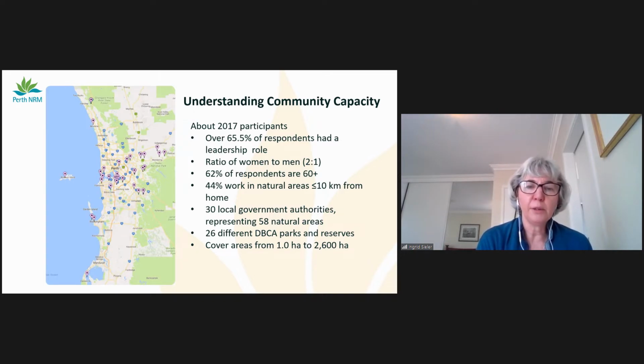We had a really good representation from across our local government areas, with 30 of the 32 LGAs represented, and there were 58 different natural areas that groups reported on. We had a number of people who work in partnership with the Department of Biodiversity, Conservation and Attractions in our parks and reserves, and together the volunteers work on areas that range in size from about 1 hectare up to about 2,600 hectares.